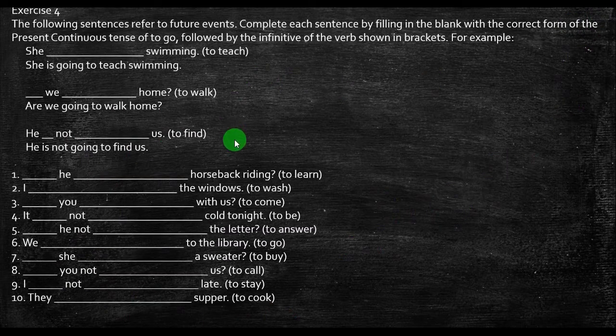So here is the fourth exercise. Here this exercise checks your understanding of the rule of use of present continuous tense to express or to talk about future, right? So here again are 10 blanks. Pause the video, fill all the blanks, and then at the end we'll check the answers.